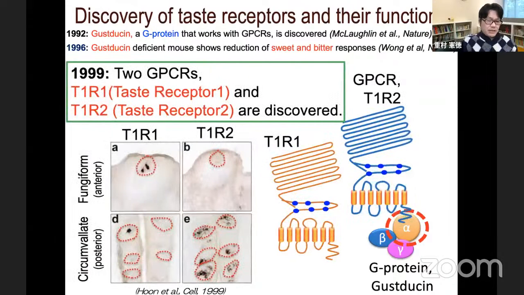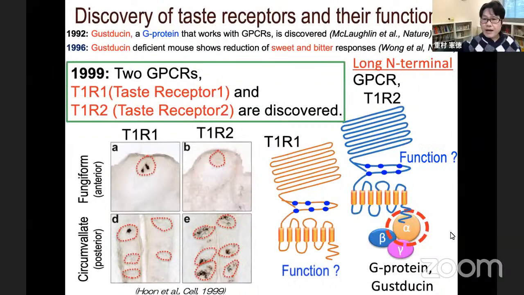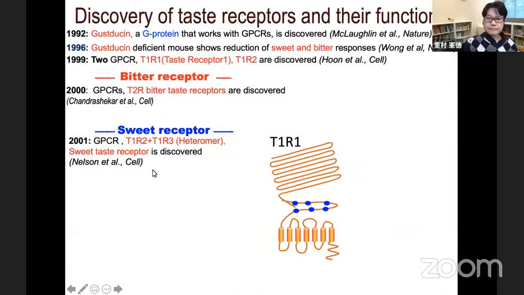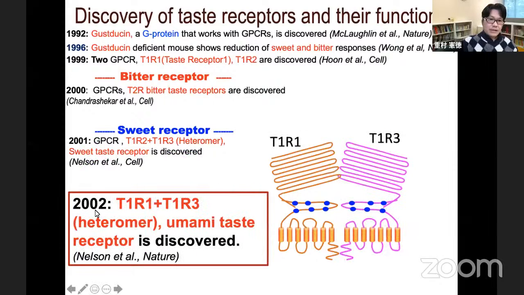It was revealed that T1R2 and T1R3 function as a sweet taste receptor, but the function of T1R1 remained unknown. In 2002, it was revealed that this T1R1 made a dimer with T1R3. This is also a C2 receptor component and functions as an umami taste receptor, shown by using the usual artificial taste cells.